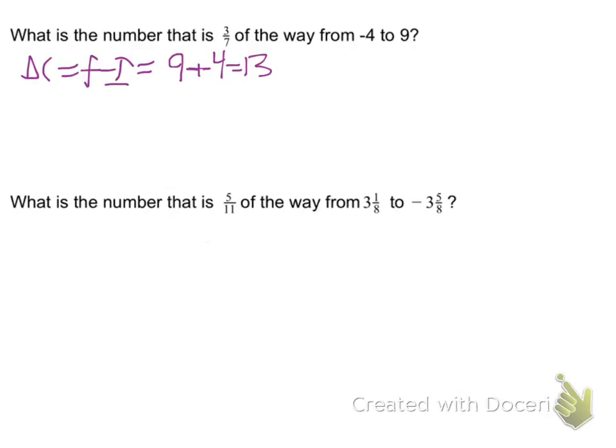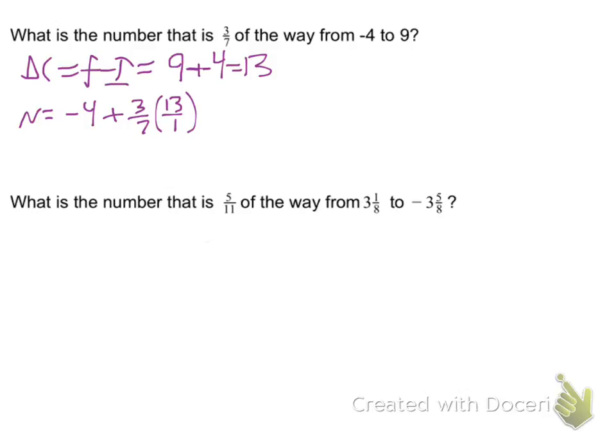Do I get to actually travel all 13 though? No. I'm only traveling how much of it? 3 over 7, or 3/7. So my new number is, where's my initial? Negative 4 plus 3/7 times 13. Can I make that 13 over 1? Yes, it's still 13. Why would that be advantageous to myself here? Because I'm going to have to multiply it by a fraction.